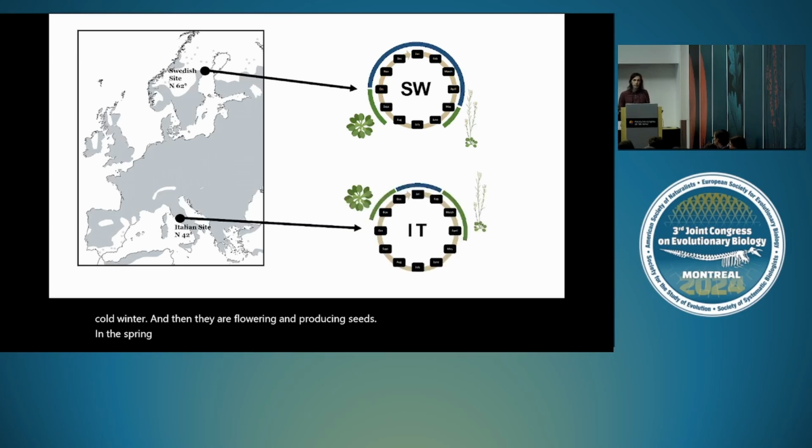At the Italian site, likewise, they're also living as winter annuals, but they have a much shorter lifespan here, germinating much later, overwintering for a much shorter period, and then setting seeds earlier in the spring before terminal drought ends their growing season in the summer. So then in Italy, we have pretty strong selection for earlier flowering to avoid that terminal drought, essentially.